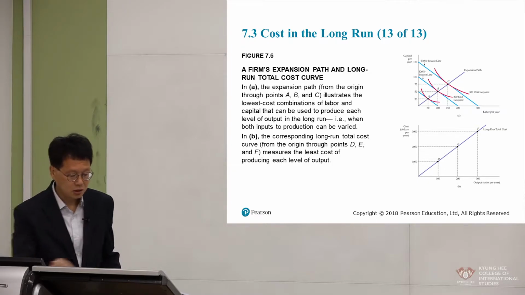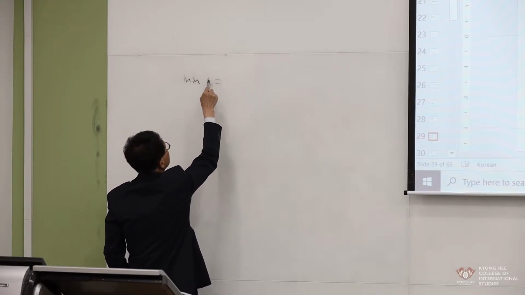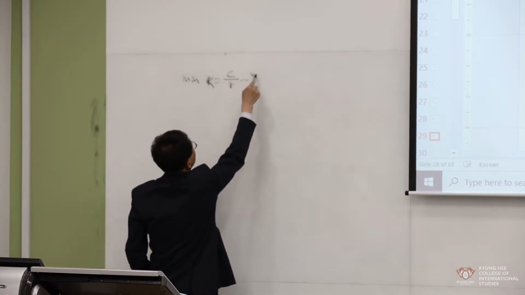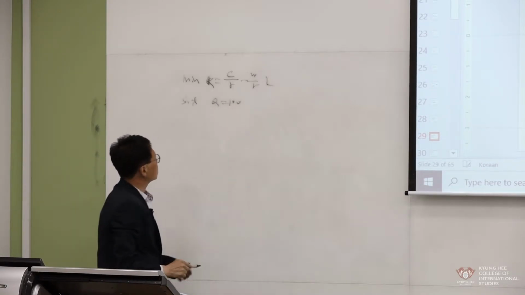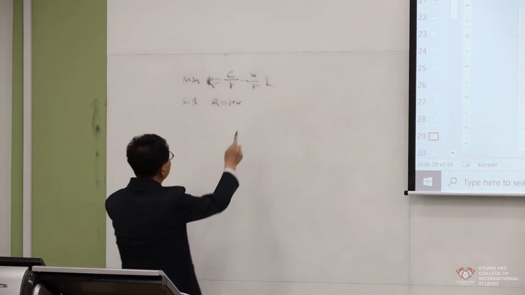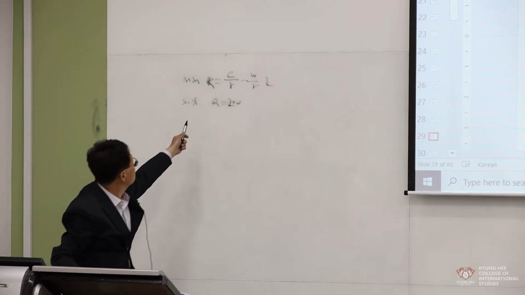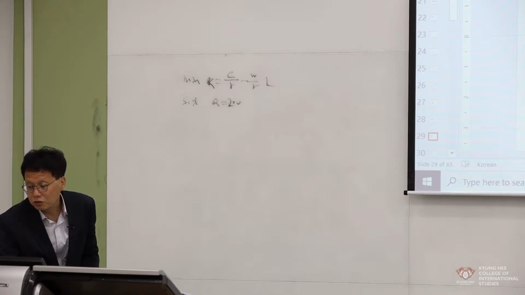There are lots of cost-minimizing problems. Rewriting this: capital equals cost over R minus W over R times L, subject to Q equals 100, for example. The solution of this is at point A. If this is 200, the isoquant curve shifts to this one and you find a new solution when Q equals 200. That happens at point B.